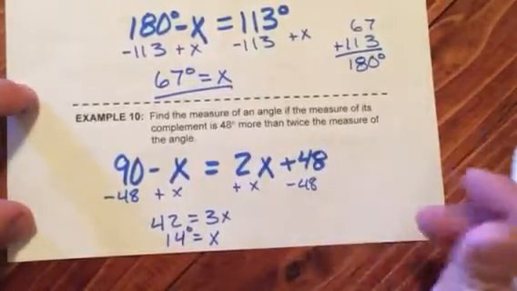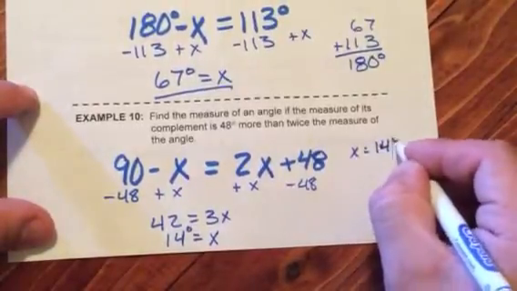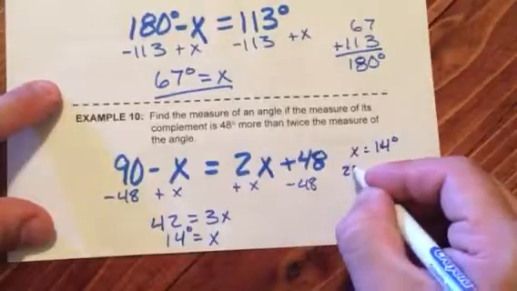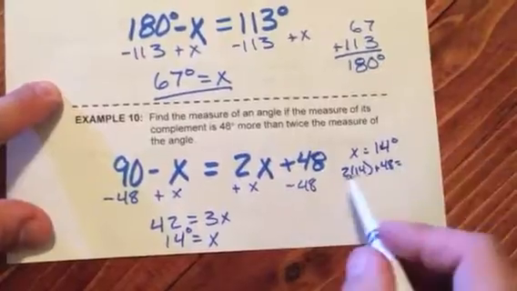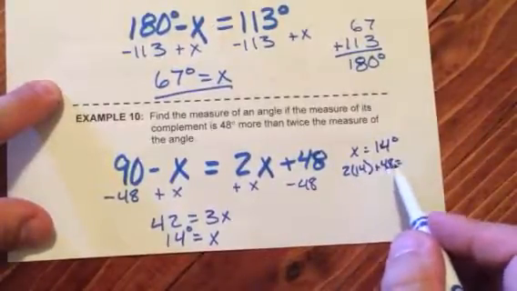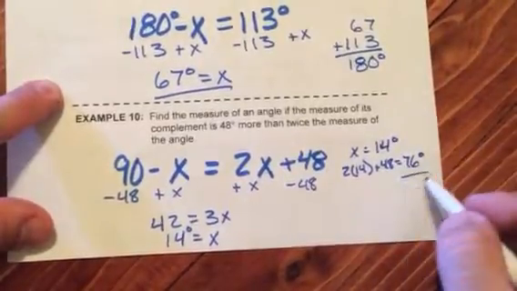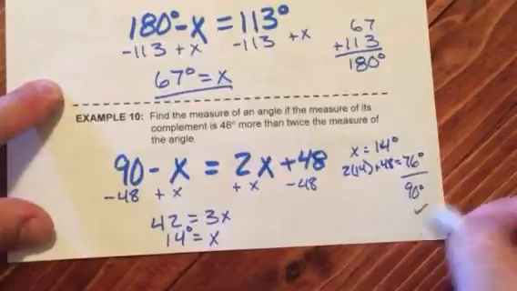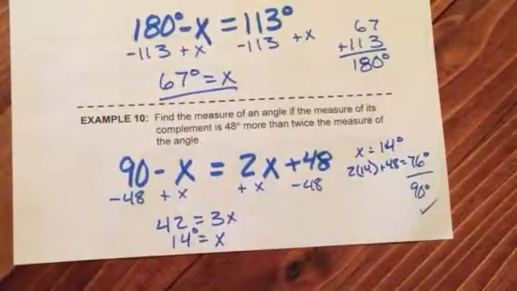So again, just to double check my work, I'm going to say that x is 14 degrees, and 2x, or 2 times 14 plus 48 is 28, 68, 76 degrees. So 14 and 76 still gives me 90 degrees, so my work checks out. And I know that 14 is the measure of my angle that's going to have a complement that is 48 more than twice the measure of the angle.